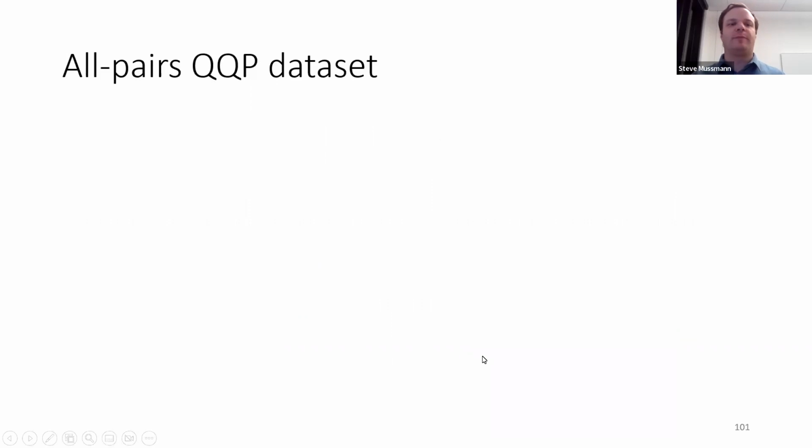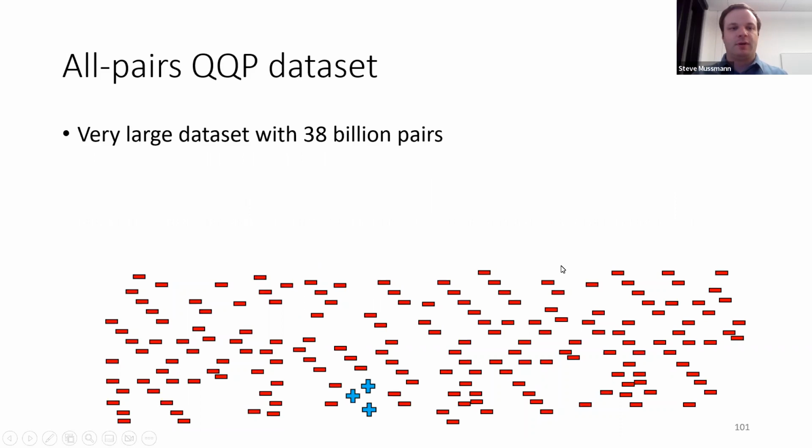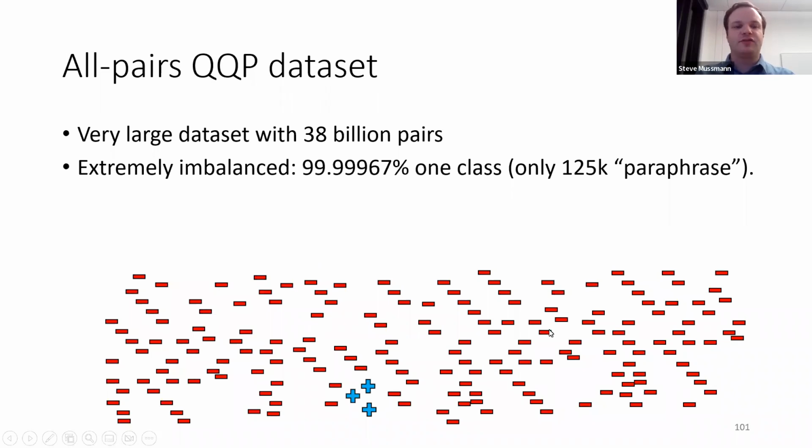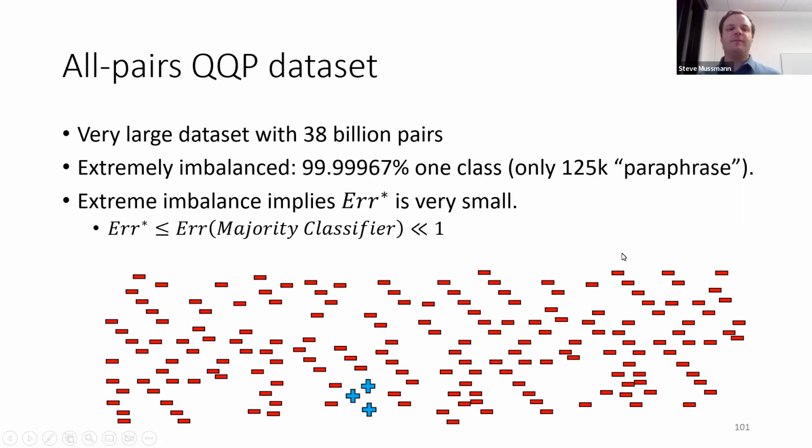So what does this all pairs core QQP data set look like? Well, it's very large. Since we're taking pairs, it's 38 billion pairs. It's extremely imbalanced, with the vast majority of points unrelated. Only a small proportion of the 38 billion pairs are paraphrases. And this extreme imbalance implies error star is very small.